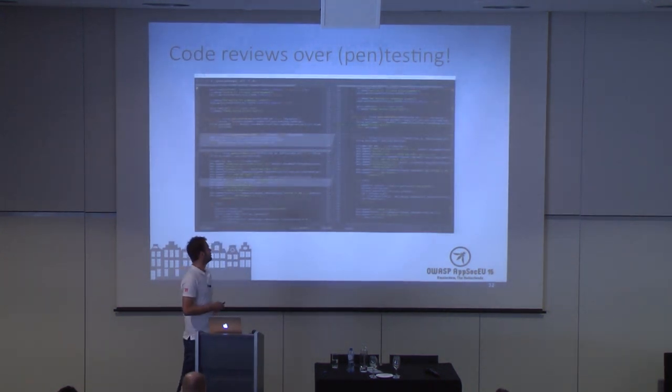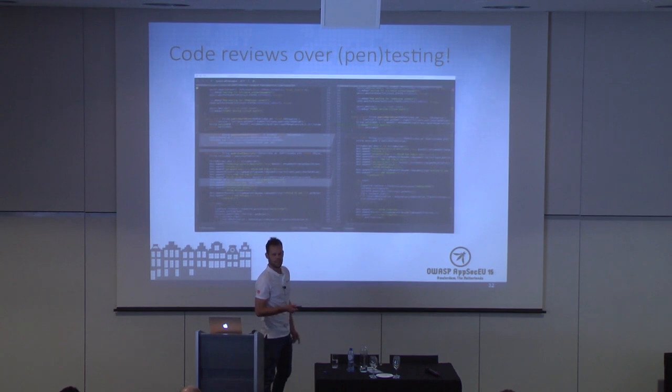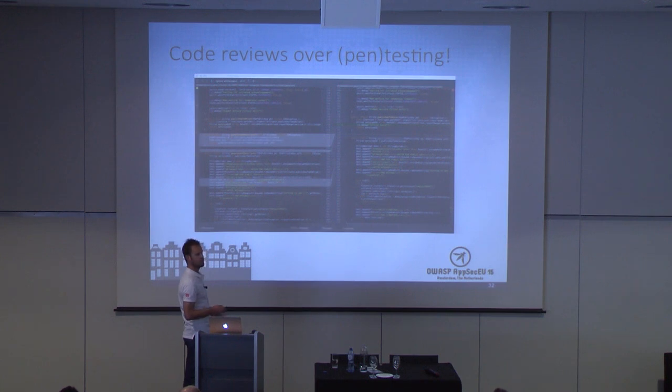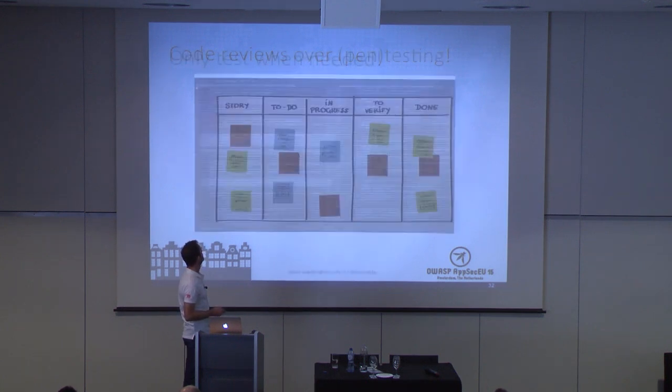As I said, code reviewing is key here. We weren't able to do this without code reviewing. 80 or 90% of the work is done by early code reviewing in the process. You can never get there with any kind of automation at the end. You really need code reviews to be able to do agile security.